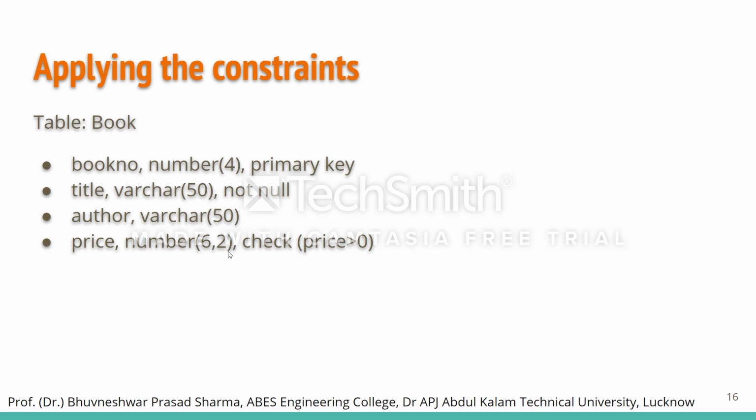On the price we have a constraint. The price has to be more than 0. It should never be 0 or less than 0. So we are putting a check constraint, check, and always use these brackets. Then the condition is price greater than 0. So this is the structure, the schema.